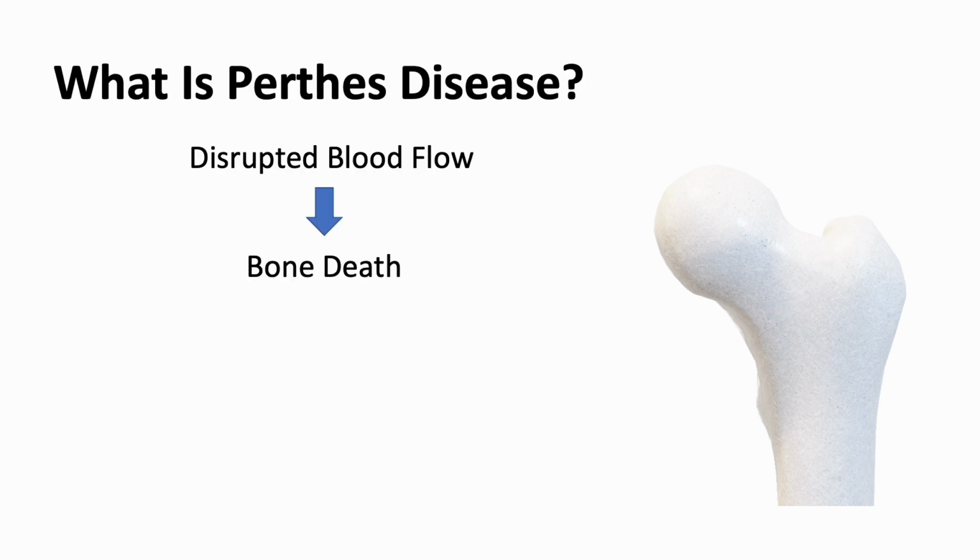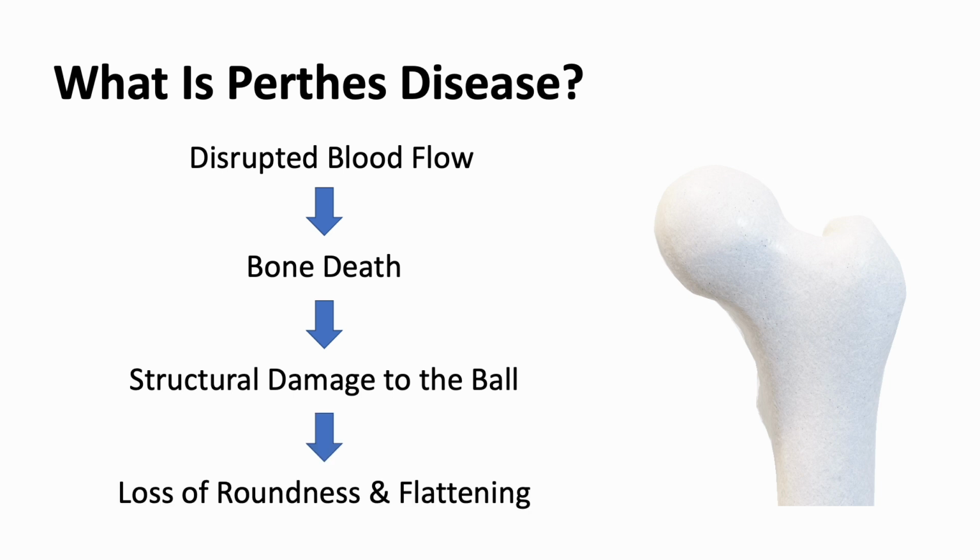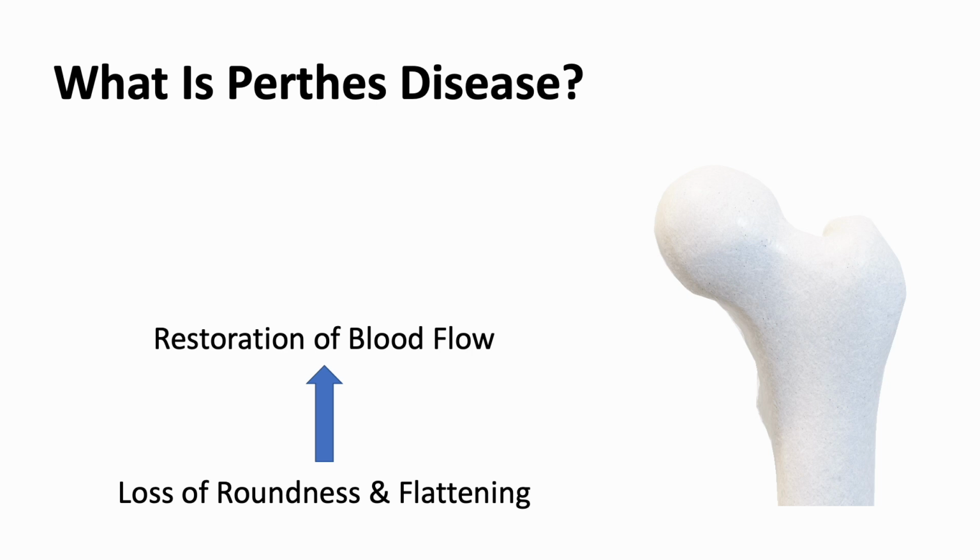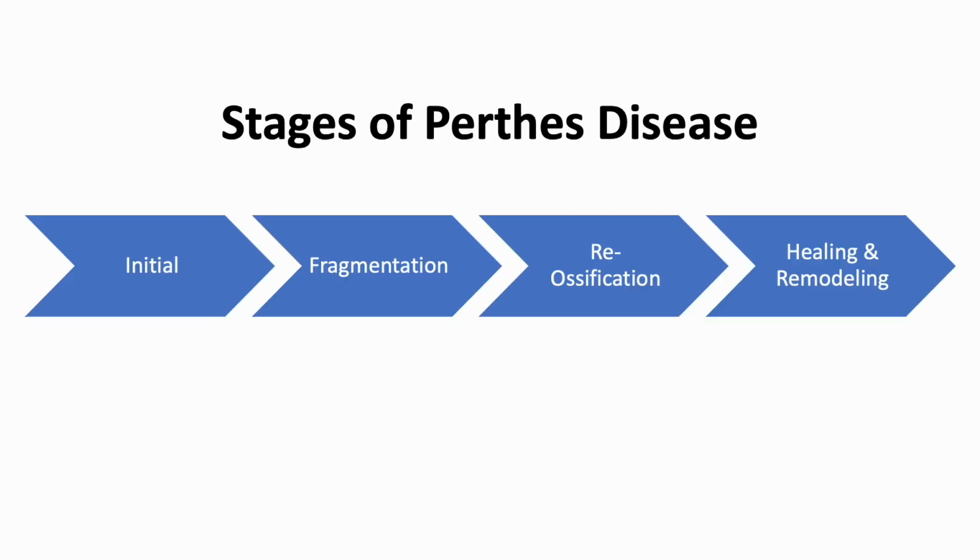What we do know is that when the blood supply to the femoral head is interrupted, a portion of the bone dies. In turn, this results in structural damage to the ball that causes it to flatten out and lose its shape. Then, over time, as the blood flow is restored, the body will reform that bone in the femoral head and the flatness will level off.